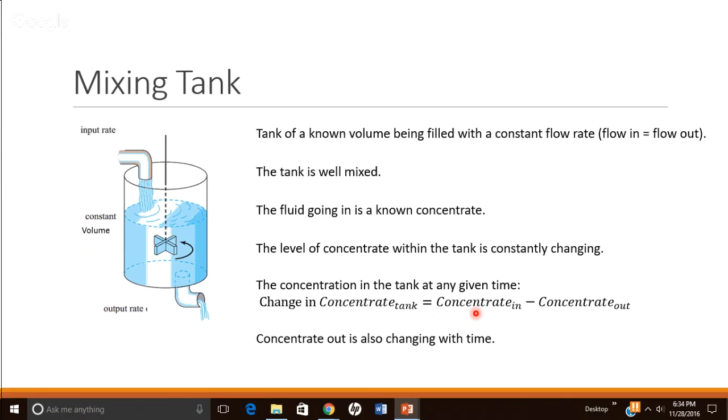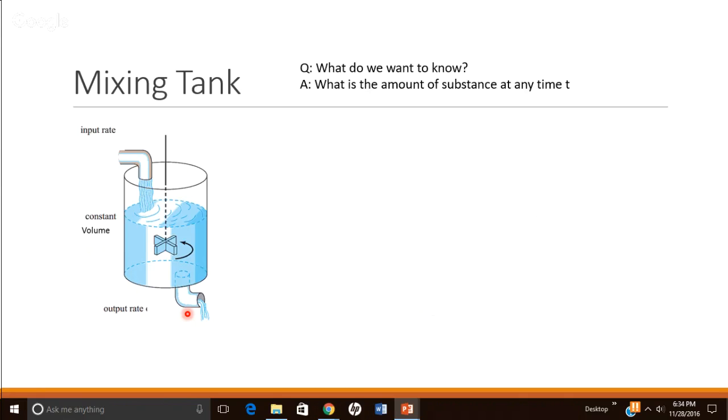Okay, also, the concentration out is also changing with time. So what's coming out of this tank is also an unknown. We don't know what it is, we just know that the concentration is changing. So now I ask the question, where do we go from here? Now we have to figure out what it is that we want to know.